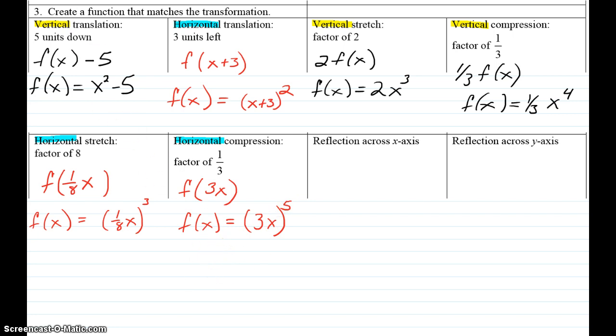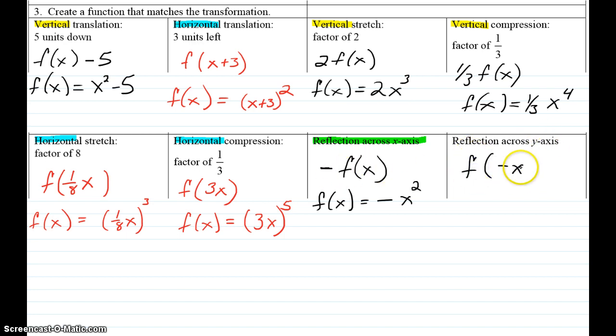Alright, and the last ones we're going to look at are the reflections. Okay, so when we go across the x-axis, it's just take the negative of the entire function. So if it's f of x equals negative x squared, and so reflection across the y is when the negative's on the inside, and so that would look like something like that.